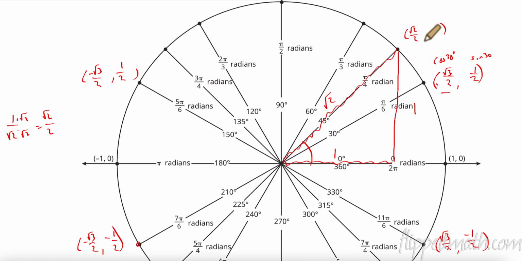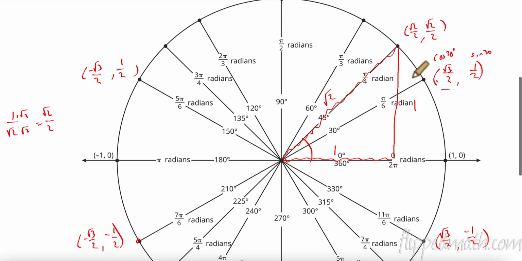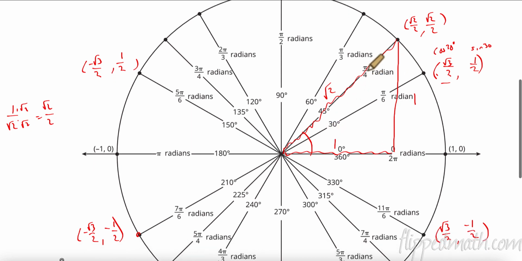And it's to the right, so it's positive. It's an x value. Let's do sine. Sine is opposite 1 over radical 2. That's exactly the same. So now that is radical 2 over 2. All right, so 45 or pi over 4, they're always going to have a relationship of radical 2 over 2.